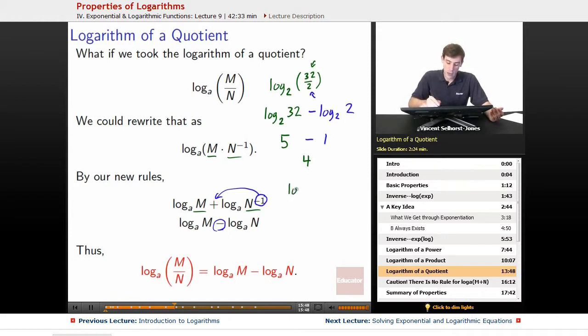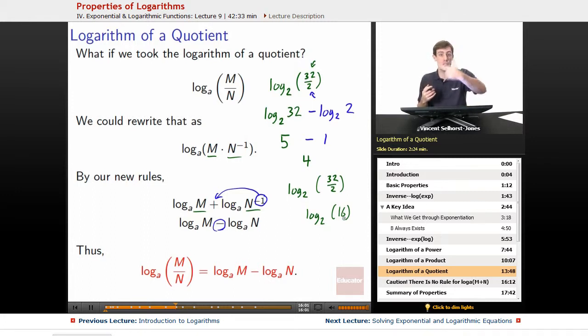What if we looked at it not through breaking it apart, but just simplified it first? 32 over 2, well, we could write that as log base 2 of 16. What number do we need to raise 2 to get 16? 2 to the 1 is 2, 2 squared is 4, 2 to the third is 8, 2 to the fourth is 16, so this would wind up being 4. So we wind up getting the same thing either way we look at it. Great.